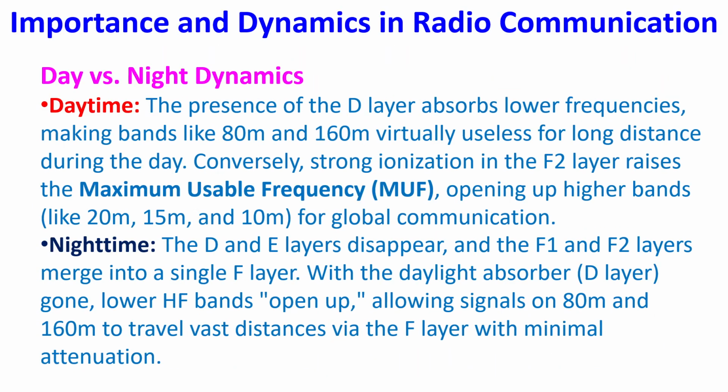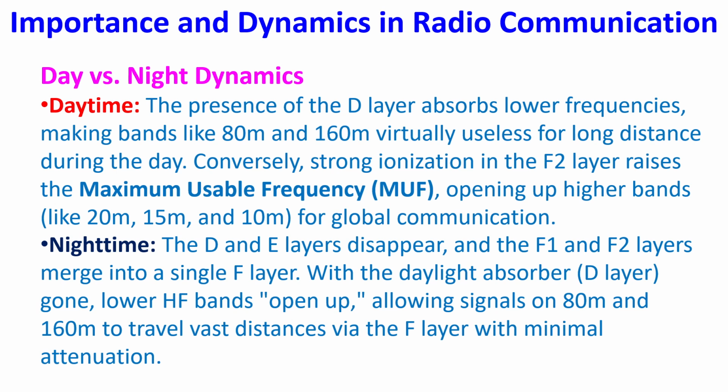The ionosphere is completely dependent on the sun, creating distinct cyclic patterns that operators must navigate to predict signal propagation. Day versus night dynamics. Daytime: the presence of the D layer absorbs lower frequencies, making bands like 80 meter and 160 meter virtually useless for long distance during the day. Conversely, strong ionization in the F2 layer raises the maximum usable frequency, MUF, opening up higher bands like 20 meter, 15 meter and 10 meter for global communication.